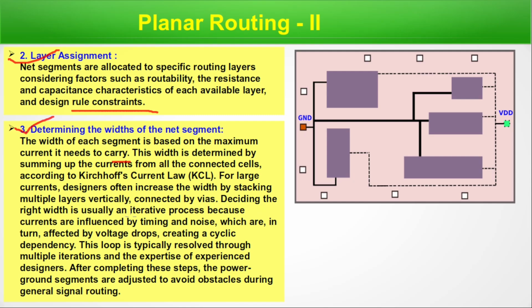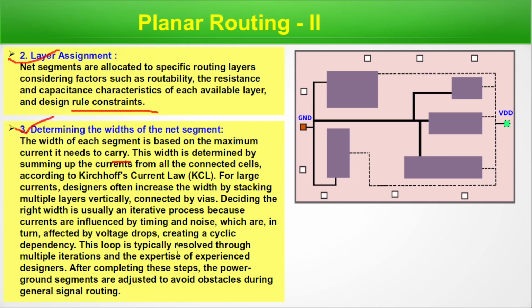Deciding the right width is usually an iterative process because currents are influenced by timing and noise, which are in turn affected by voltage drops, creating a cyclic dependency. This loop is typically resolved through multiple iterations and the expertise of experienced designers. After completing these steps, the power ground segments are adjusted to avoid obstacles during general signal routing.